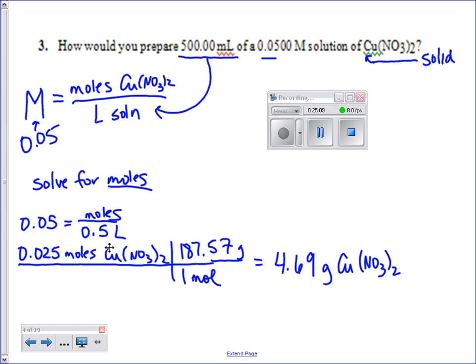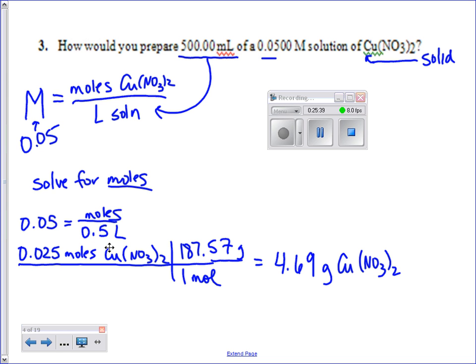Okay, here's the thing. We need our total solution to be 500 mils. If we have the solid in there, it takes up a little room, right? So we can't just add 500 mils to it because then our solution total will be, how much room does it take up? We don't know. There is no subtraction. You cannot subtract the solid, right? Laura? Add it until you do what? Until you get to 500 mils. So let me explain that.